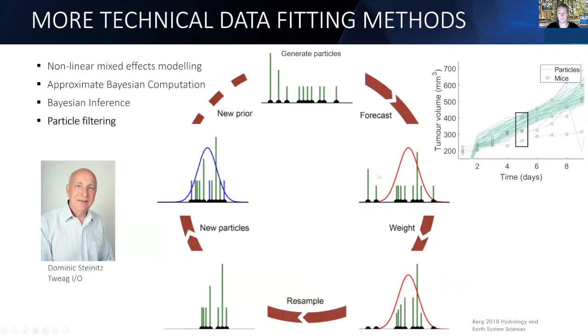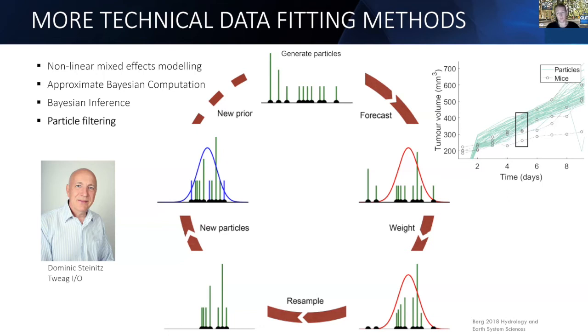But the biggest challenge with agent-based models, I feel, is calibrating them to data. There are a lot of people working on different aspects of this, and there are more technical data fitting methods that can be used. Morgan's going to talk a bit about nonlinear mixed effects modeling later today. Another method that I'm not going to go into, but is useful if you're interested in fitting agent-based models, is approximate Bayesian computation. Also, Bayesian inference can be used. But the one I'm going to mention today is some work I've been doing with Dominique on particle filtering.